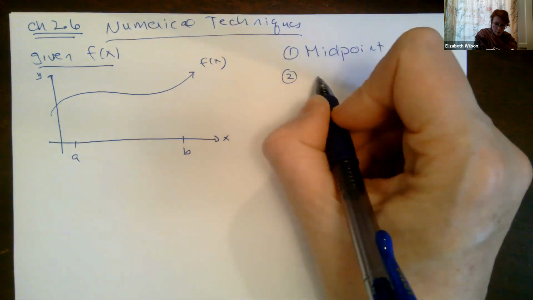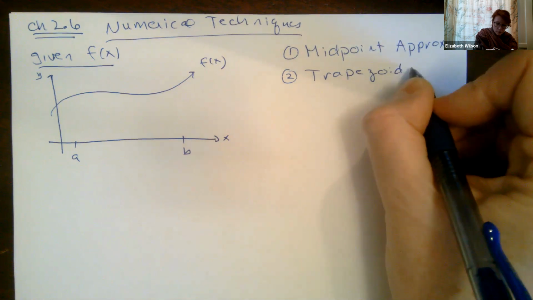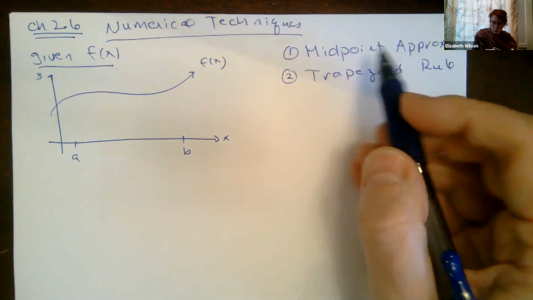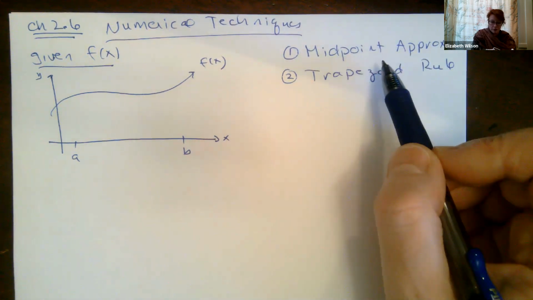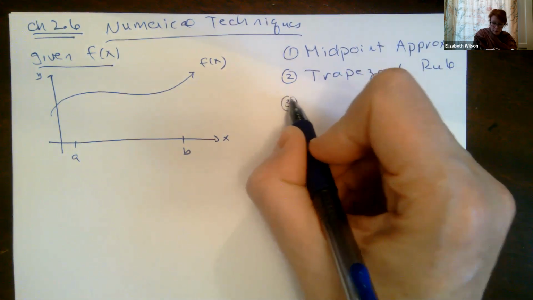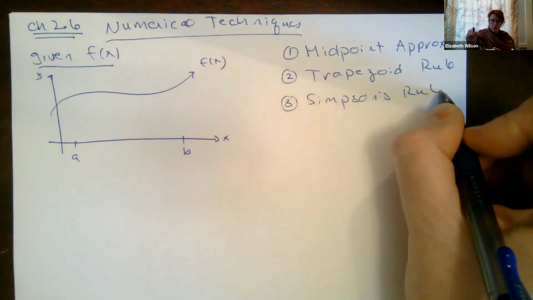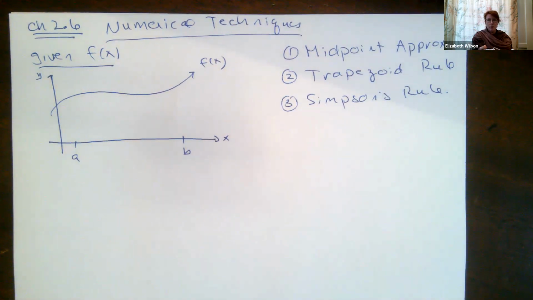The other one is called the trapezoid rule, where we break this up into trapezoids. The midpoint rule breaks it up into rectangles. And then Simpson's rule actually uses parabolas to come up with an approximation for the area under the curve, okay?